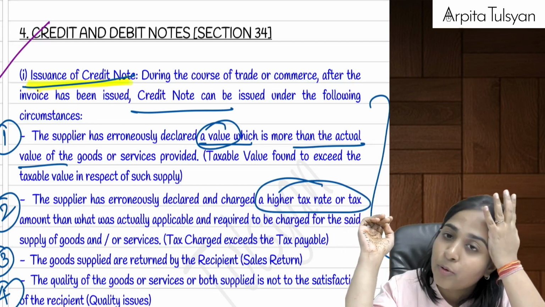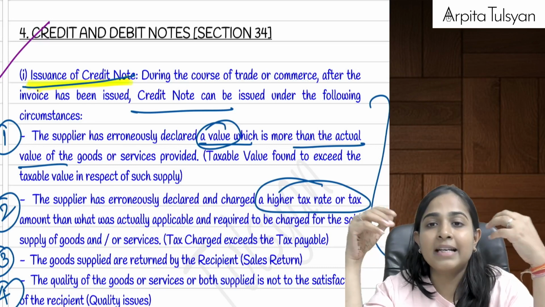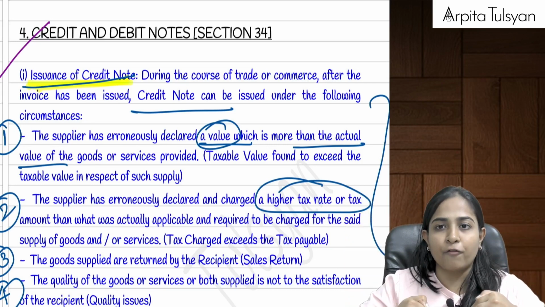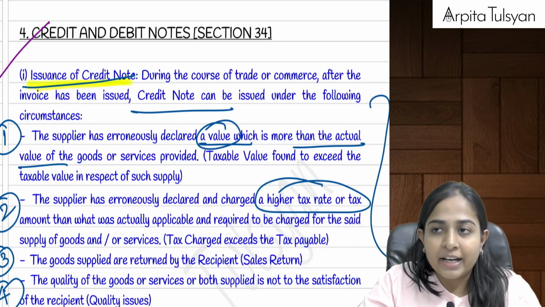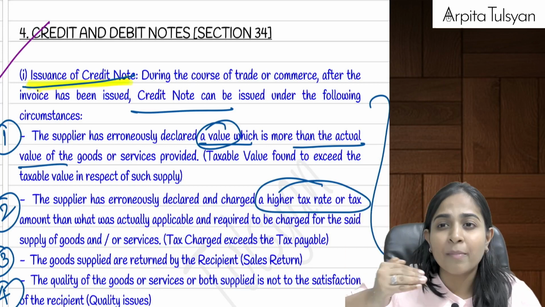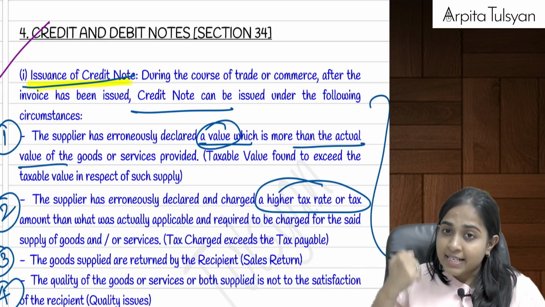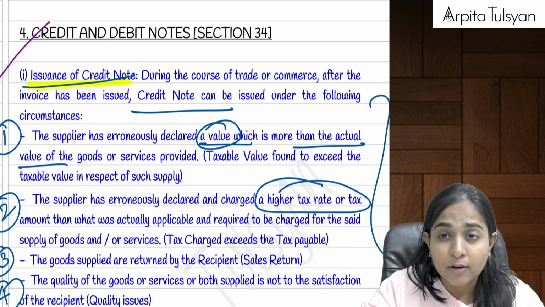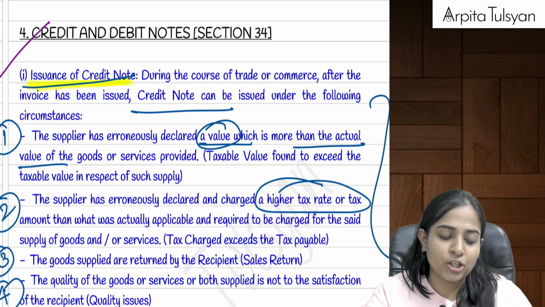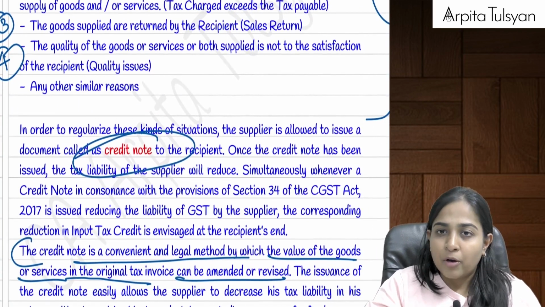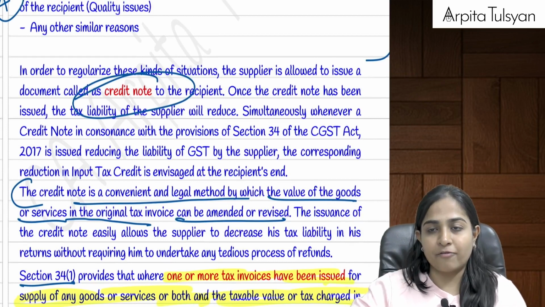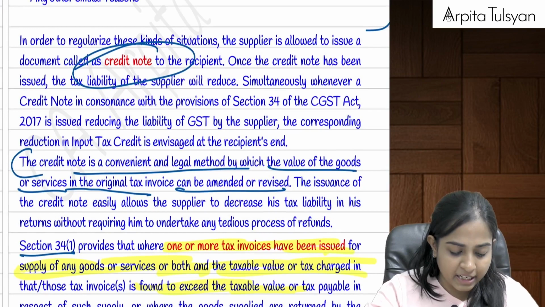When is the supplier required to issue the credit note? Credit note means we are crediting the account of the debtor, meaning less amount is now receivable from him. So whenever we have charged more value of goods from him than actual, or we have charged a higher rate than the actual, or whenever there is a sales return, or whenever he has not liked the quality of the goods and is requesting us to reduce the value, in such cases the supplier can issue a document called a credit note. Credit note will be issued by the supplier. For multiple invoices, we can also issue a consolidated credit note.